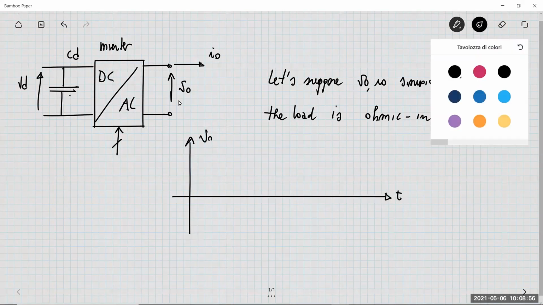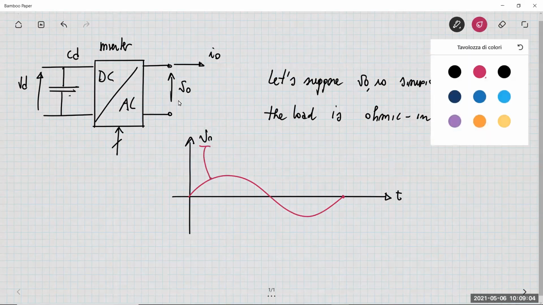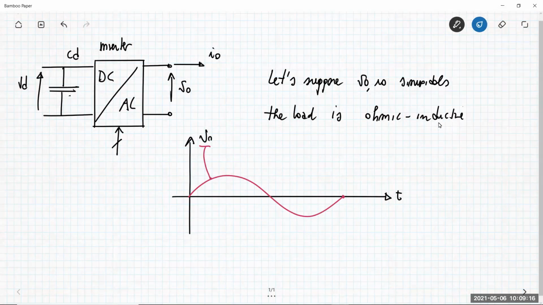So this means that if you look at the voltage and the current waveforms, we have that the voltage, for example, is something like this. And the current is sinusoidal, but the current is characterized by a phase shift. If the load was a pure inductance, then the shift would be 90 degrees. So the current I0 lags the voltage by exactly 90 degrees. But since typically we have an ohmic inductive load, the phase lag is a little bit lower than 90 degrees. So we consider that, for example, we have this.